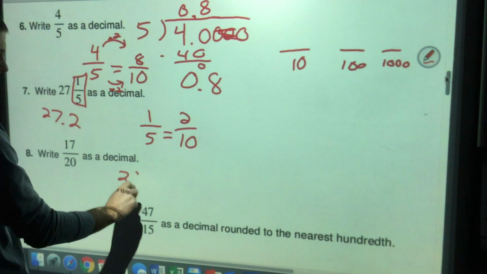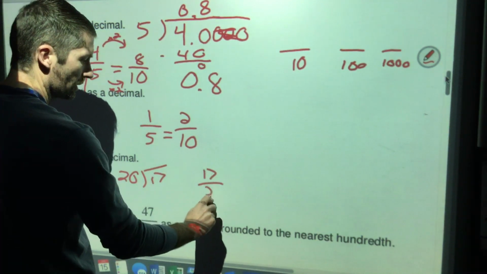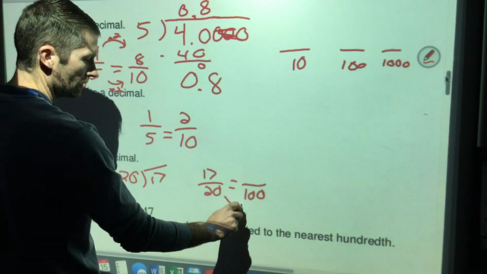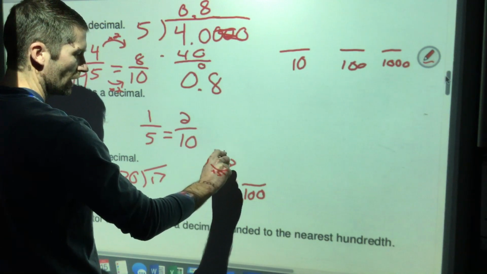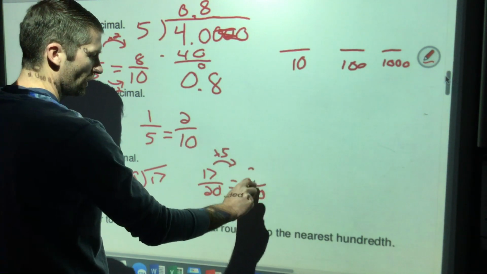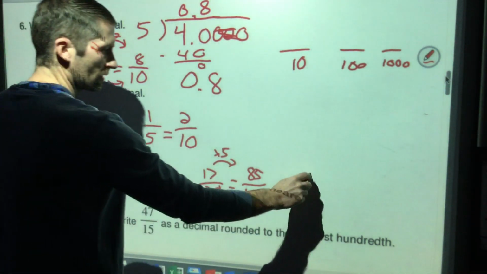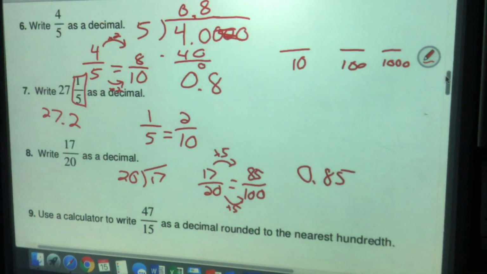Write 17/20 as a decimal. Again, I could see how many 20s fit into 17, but instead, I'm going to see how many 20s fit into 100. 20 times 5 is 100. 17 times 5 is 85. So my answer is 85 hundredths, which we write like this, 0.85.